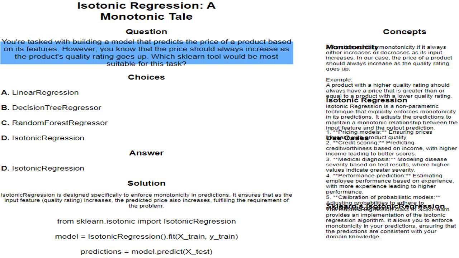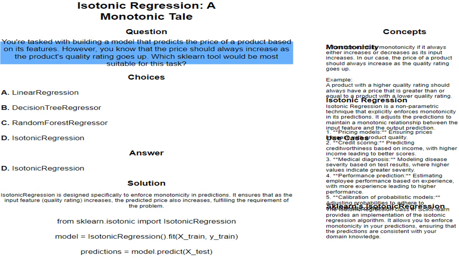Linear regression doesn't inherently enforce monotonicity. It can produce a linear relationship, but the slope might not always be positive, leading to predictions where price decreases as quality increases. It's not the best choice for this task. A. Linear regression. Decision tree regressor, while capable of capturing nonlinear relationships, doesn't guarantee monotonicity in predictions.